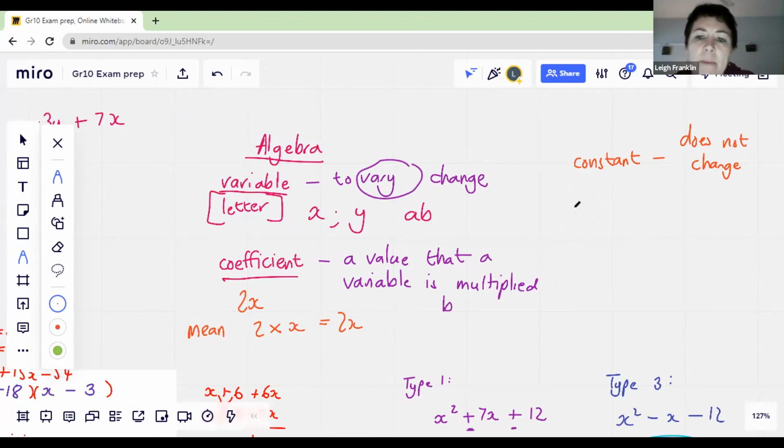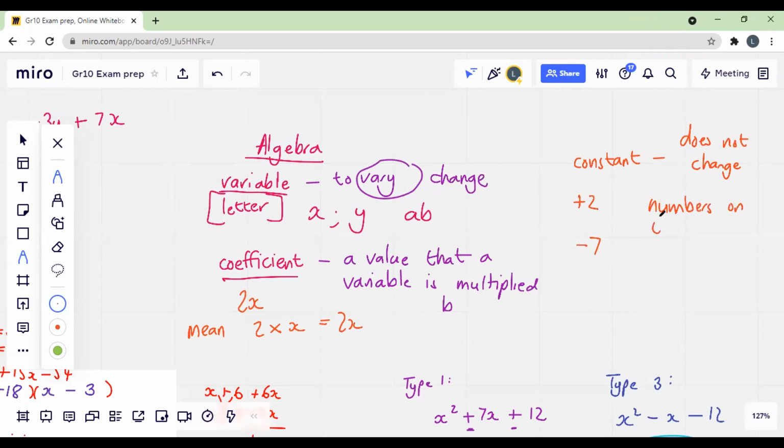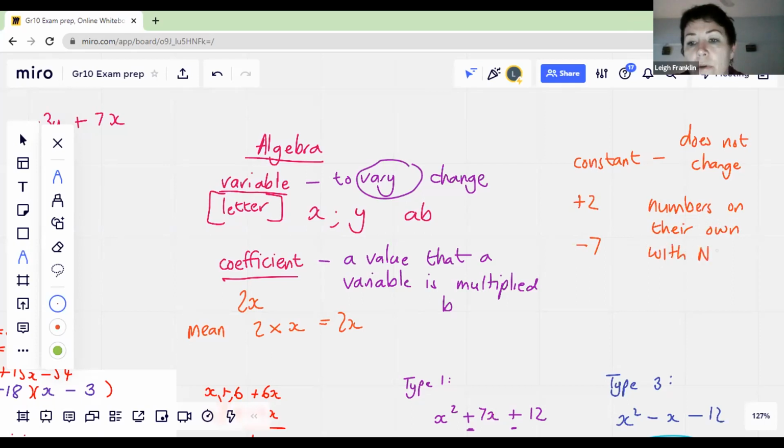So in other words, that is a number, because no matter what context I use positive 2 in, it always means plus 2. If I say minus 7, it always means minus 7 no matter what. So constants are numbers on their own with no variables. Okay, so that's a constant, a coefficient, and a variable.